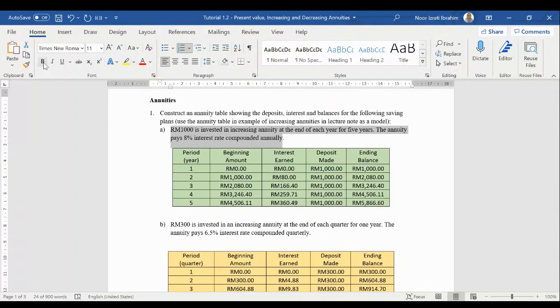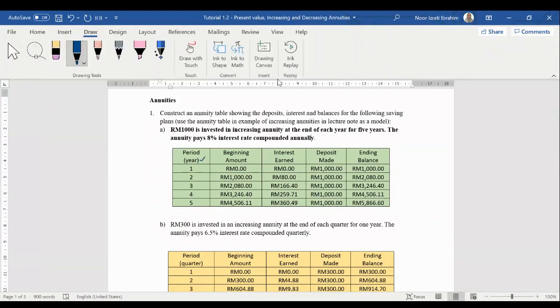5 years. I'm discussing this again. The annuity pays 8% interest rate compounded annually. So you see for the first question, the 1,000 is deposited every year for 5 years. That's why the period here is in year. Okay, so I make it 1 until 5 because it is for 5 years.